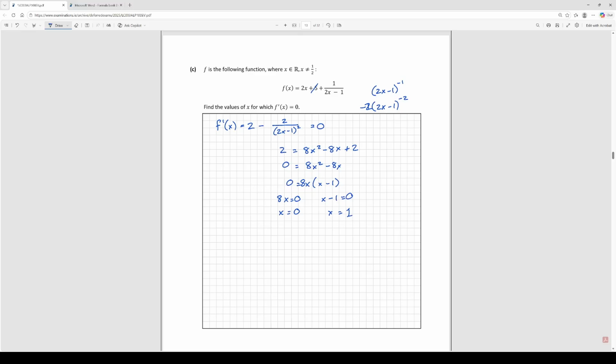Would that make sense if I put that in? That would be 2 minus 1, which is 1, which squared is 1, which would be 2, which is true. If I put in 0, that would be 2 over 1. Yeah, that's hunky-dory.